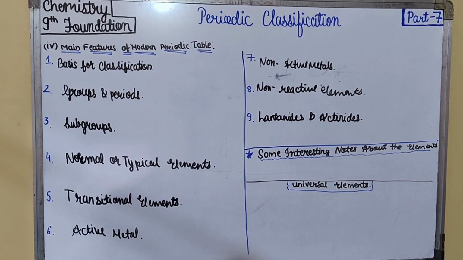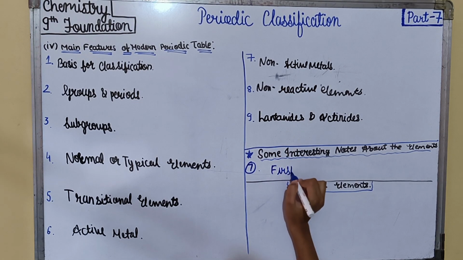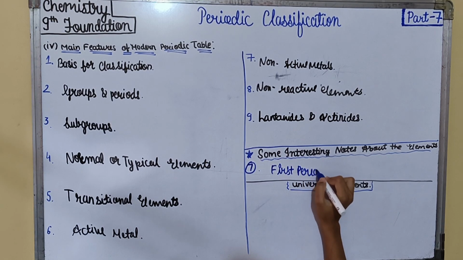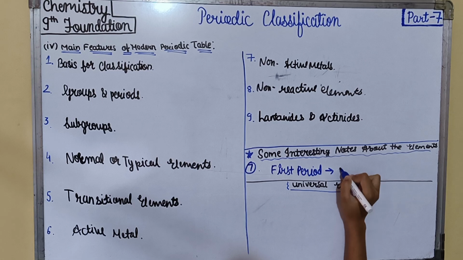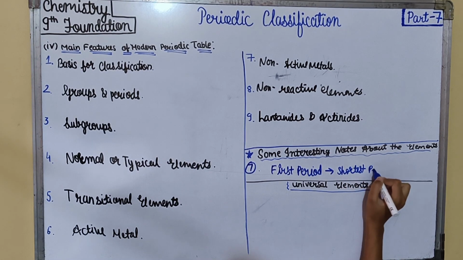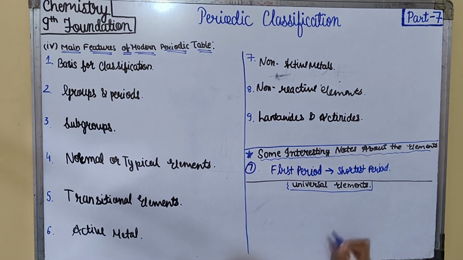Now some interesting notes about periods. There are 7 periods in the modern periodic table. First period is also called shortest period. It is the period with minimum elements and hence it is called the shortest period.